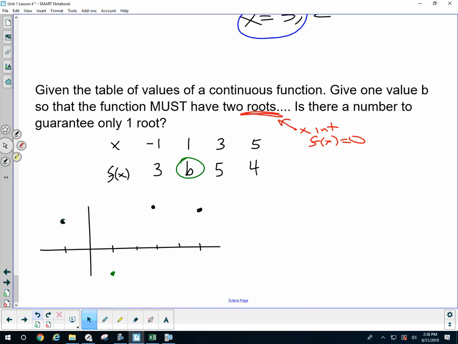Okay. Where does that green dot have to be to guarantee that I cross through the x-axis twice, at least twice? Below. Very important. Okay? So, give one value of b so that we must have 2 roots, something negative.